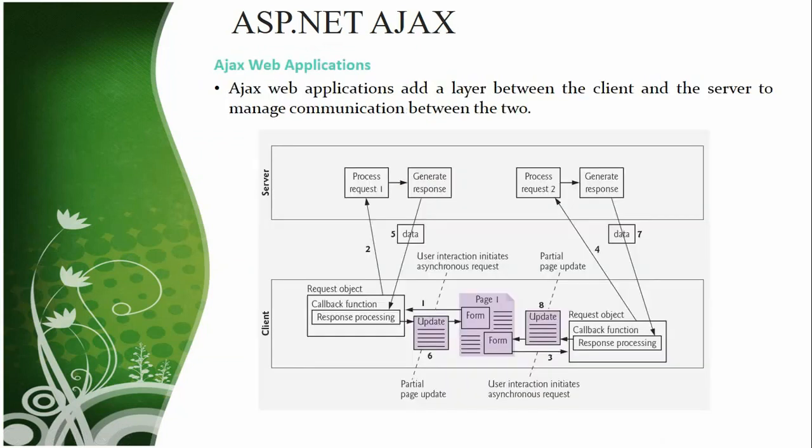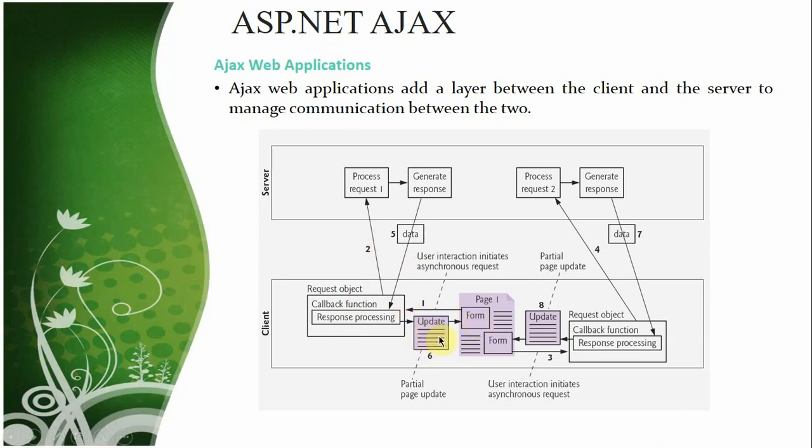What about AJAX based web applications? Just look at the page number. There's only one page. Your browser still thinks it's the same page. But please note, when form 1 gives the request, there is your request object, there is a response processing. In the background, it goes to the server, gets the response and gives it to you here. And there's an update coming. So 1, 2, and then it comes back and gives you a response.